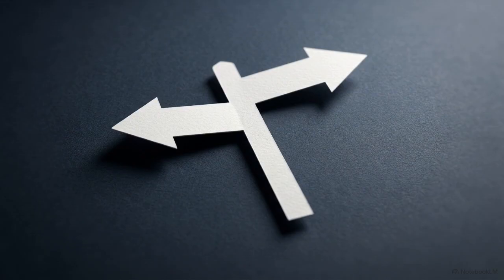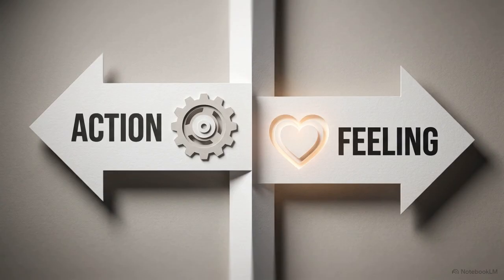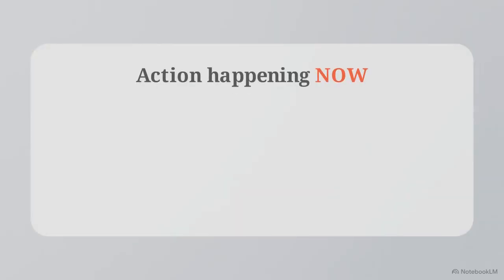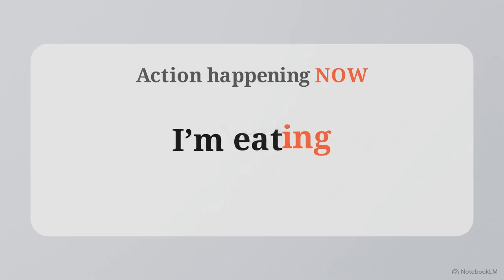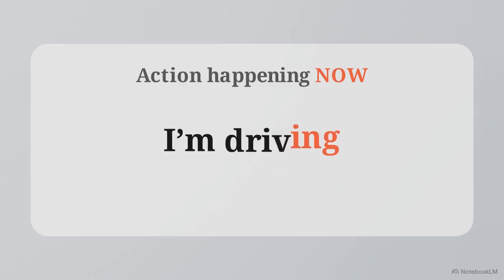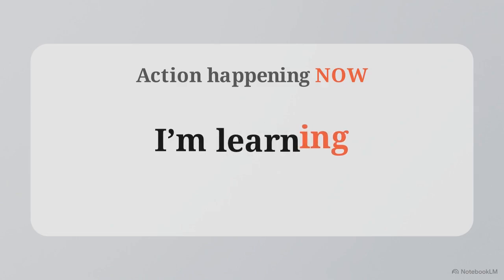To use this correctly, you simply need to choose the right path based on whether you are talking about an action or a feeling. Let's look at the first path. When describing an action happening right now, use this formula. I'm followed by a verb ending in ing. You can use this for almost any activity. For example, I'm eating, I'm driving, or I'm learning.